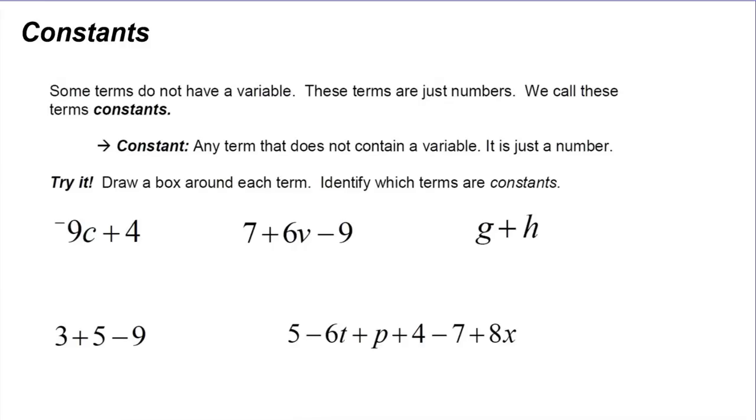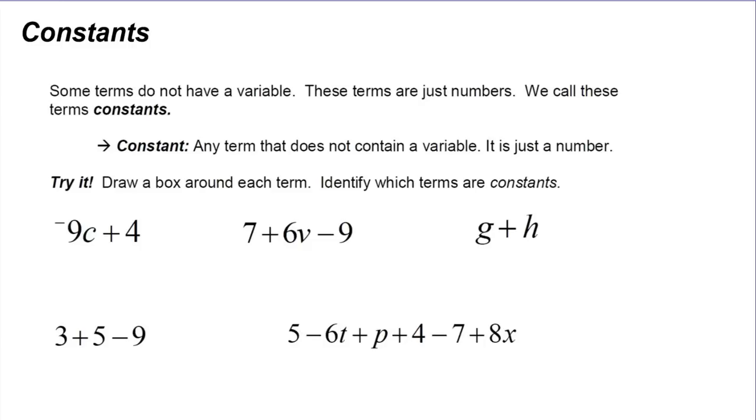We call these terms constants. A constant is any term that does not contain a variable. It's just a regular old, plain old number. So again, we're going to look at some algebraic expressions. We're going to find out how many terms there are, identify the terms, and then identify which terms are constants. Okay, so if you want to pause the video and do that, I'm going to explain that right now.